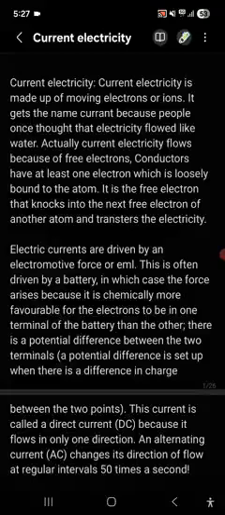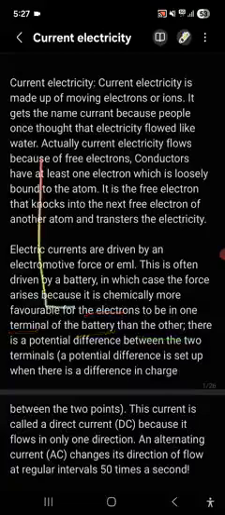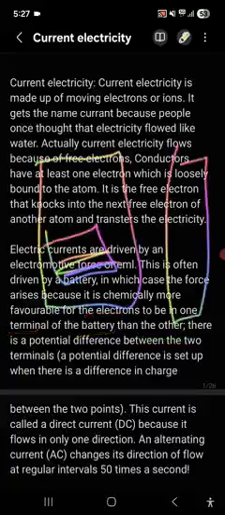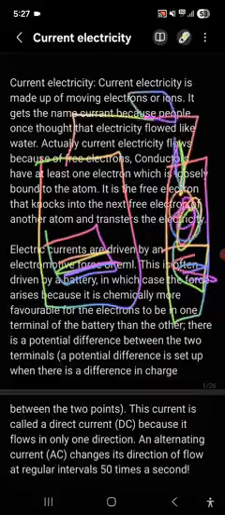In which case the force arises because it is chemically more favorable for electrons to be in one terminal of the battery than the other. There's a battery here, and it is better to be here than there, so the electron comes here.